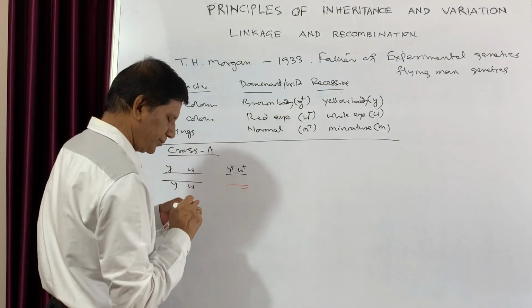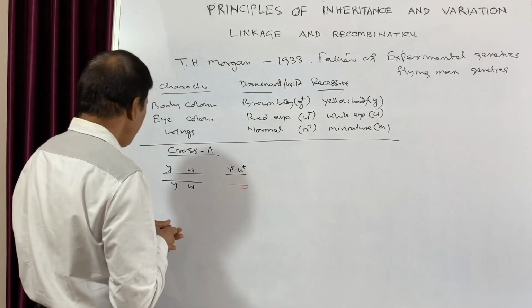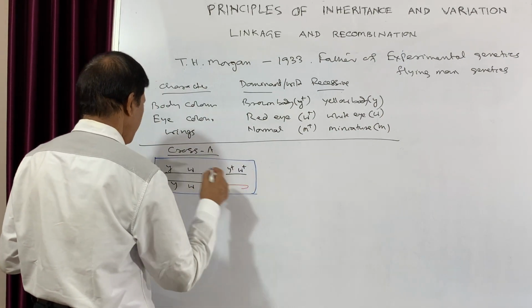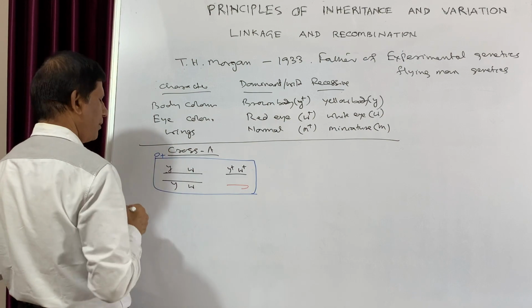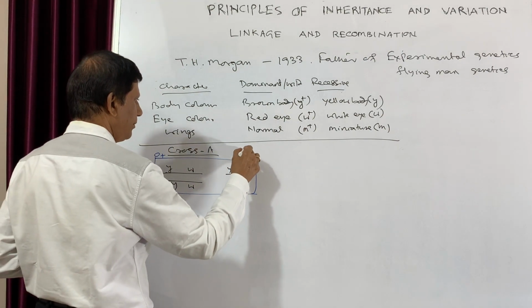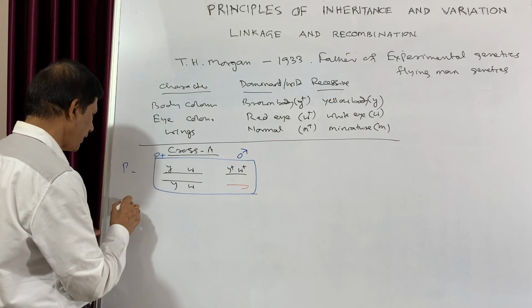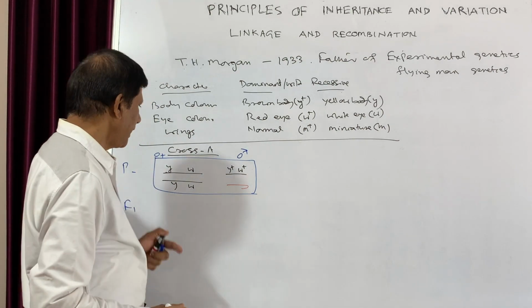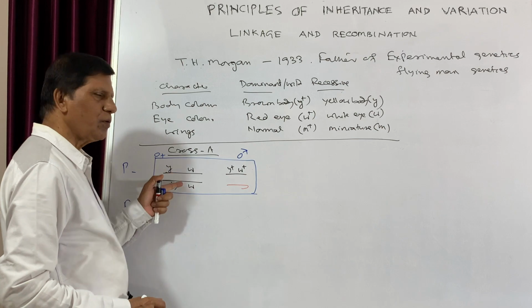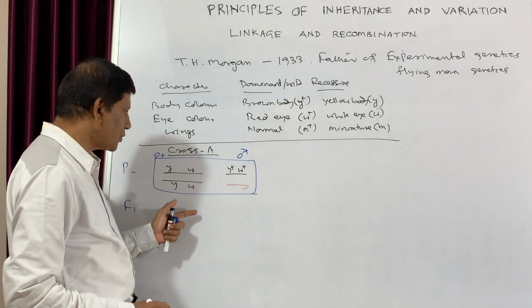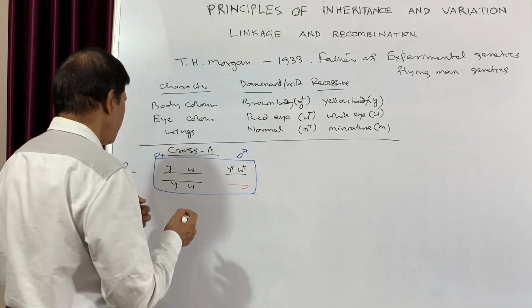This is the male one. So now see, this is the female side, this is the male side. So if these are the parents, what will happen in the F1 hybrid? You see, the female will produce only one type of gamete, while the male will produce two types of gametes. So in the F1 generation, what are the possibilities?